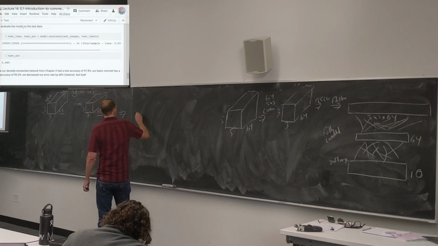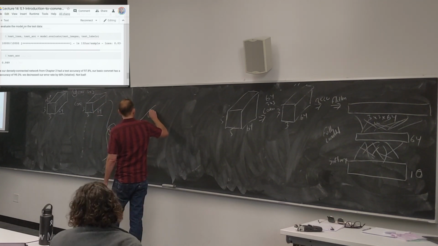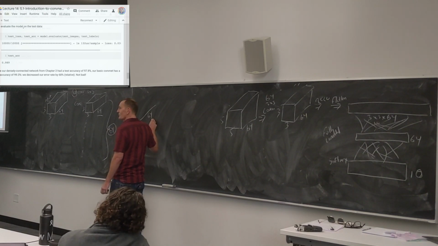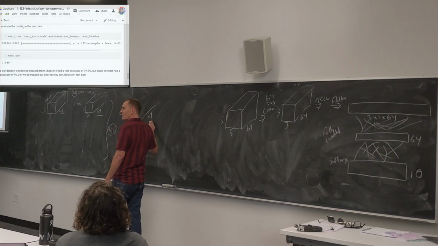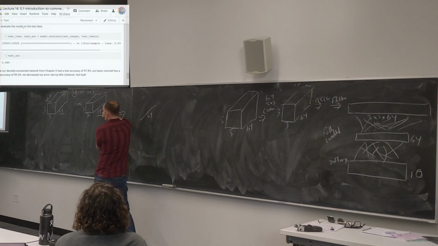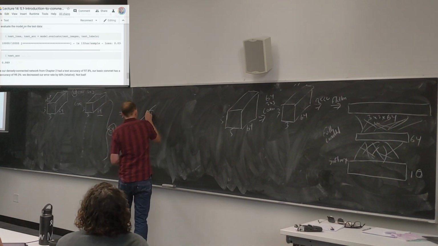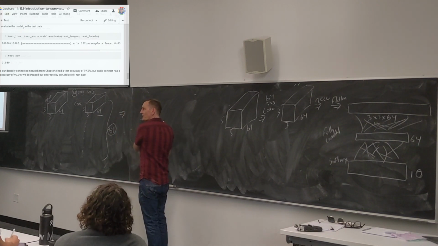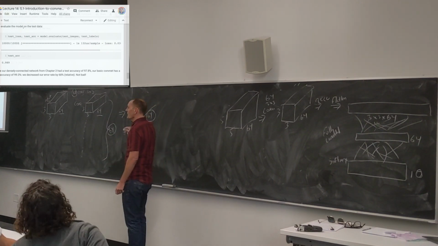Okay, so I will grant you the depth is 64. I'm with you there. Is that this 64 or this 64? It's this one. So it's that 64, right? Because the number of kernels determines your new depth. That's the convolution. Okay, and what about the height and the width?